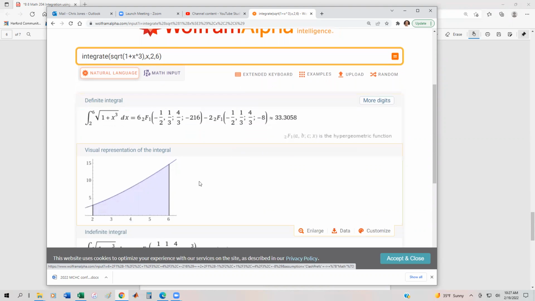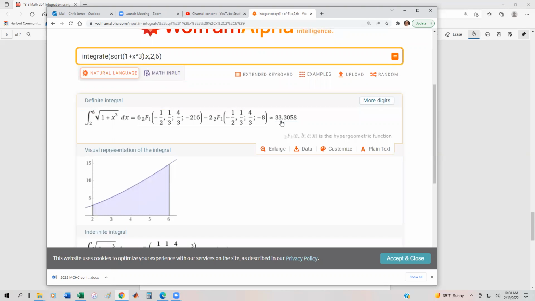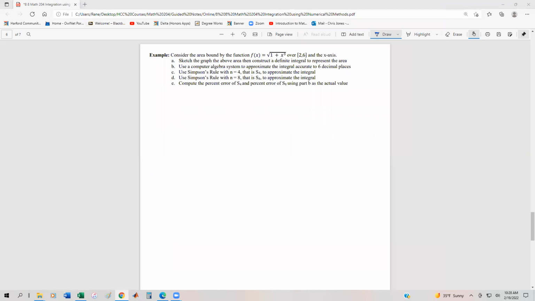The values are pretty big, and the function really still behaves like x to the 3/2, so it rapidly does increase. Plus, we're going from 2 to 6, not from 0 to 1, so we might have a little bit more error than we did in the previous examples, but we might not. Anyway, getting back to it for part A.